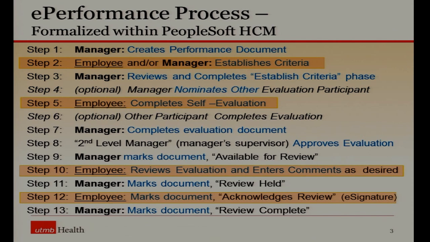So we also have other participants that might be involved. Again, not changing a department's process, but right now we do have areas that are utilizing other participants in the evaluation process. The nursing area has a very strong peer evaluation component, and we also have people at UTMB that report to more than one individual. They have a dual reporting. So we want to have a way that we can embrace that and document that and bring that into the formal evaluation document. So this other participant, step number 4 and step number 6, is where that comes into play.